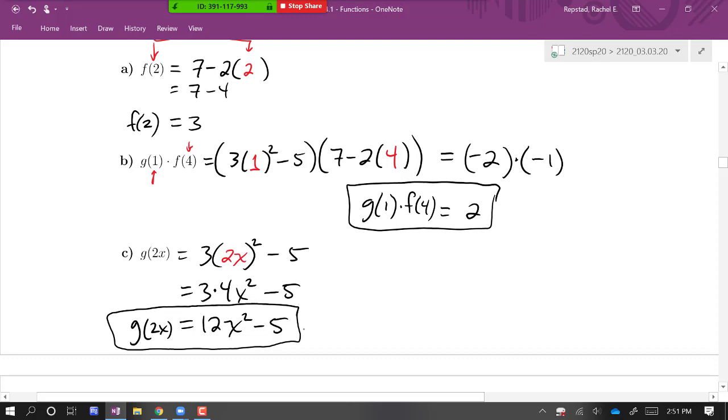What this tells us is that if I took any real number, anything that I might plug in to the function, if I double it first and then plug it in, that's the same as just squaring it, multiplying by 12, and subtracting 5.